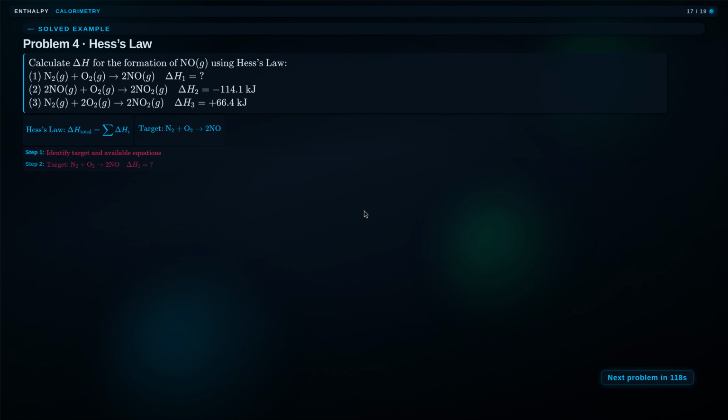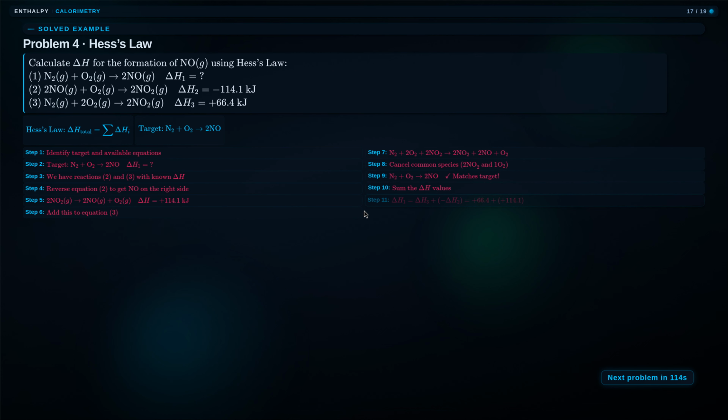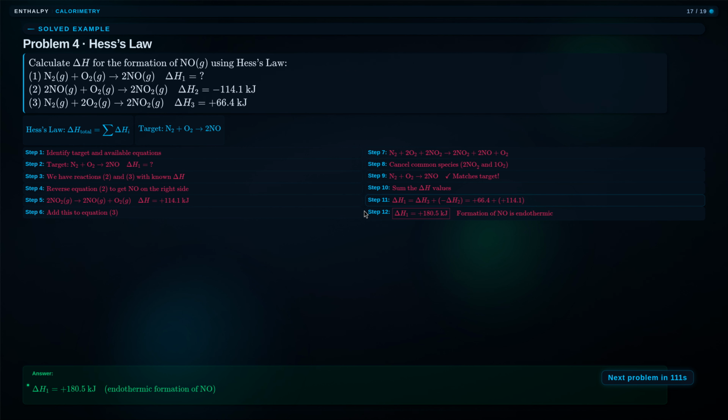Problem 4. Hess's law. Calculate delta H for the formation of NO gas using Hess's law. Equation 2. 2NO plus O2 yields 2NO2 with delta H negative 114.1 kilojoules.